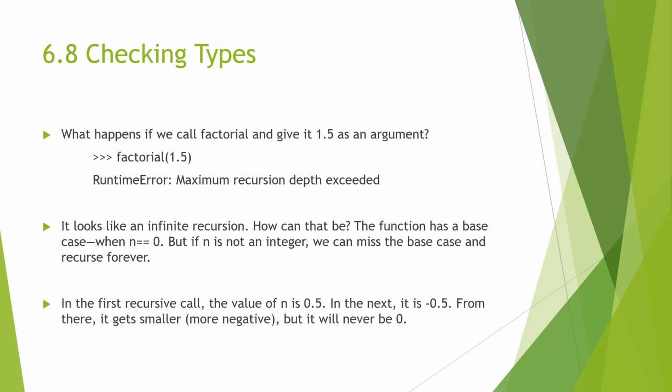How can that be? Because the function has a base case where n is set to 0. The problem is, if n is not an integer, it can miss the base case and thus do the recursion forever. The goal is to have an argument that will eventually be able to reach its base case so that the loop can end. In the first recursive call, the value of n is 0.5. In the next one, it is negative 0.5. From there, it gets smaller and smaller, or more negative, so it will never actually become 0. Thus, it will run forever.